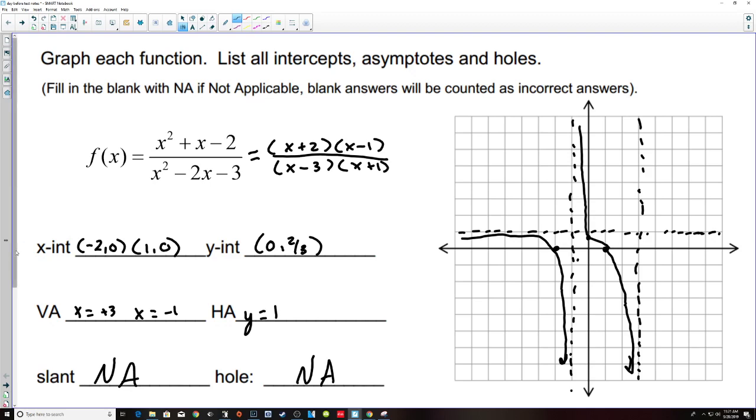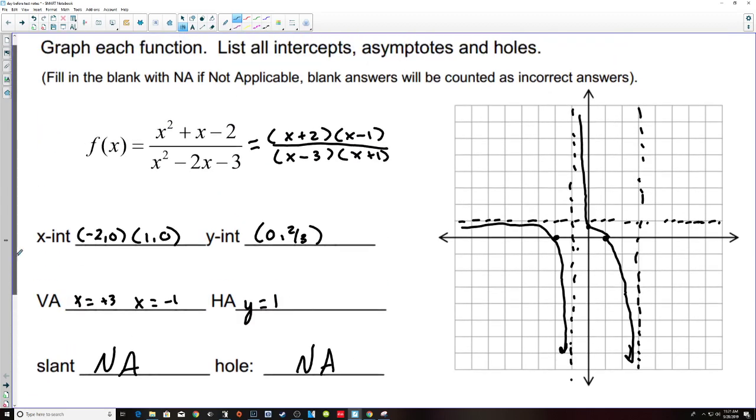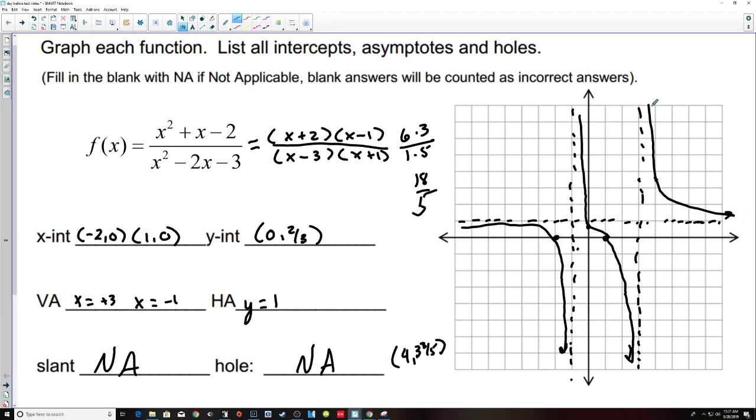Is there anything down below here? There's nothing else. So we need one extra point. 1, 2, 3, 4. How about 4? 4 comma something. So we have 6 times 3 over 1 times 5. 18 fifths. What is that? 3 and 3/5. So 1, 2, 3 and 3/5. How about right there? And we go something like that.